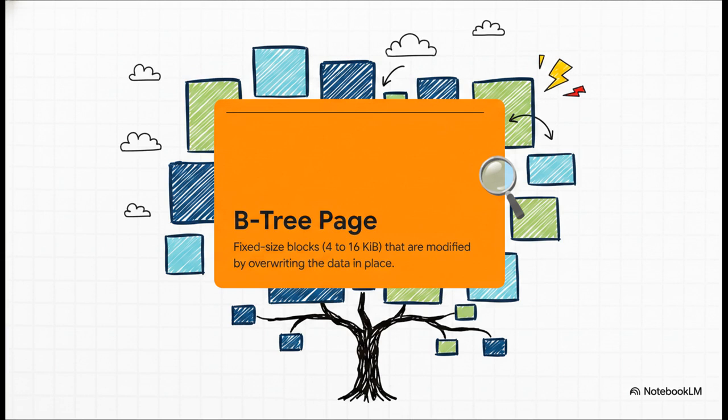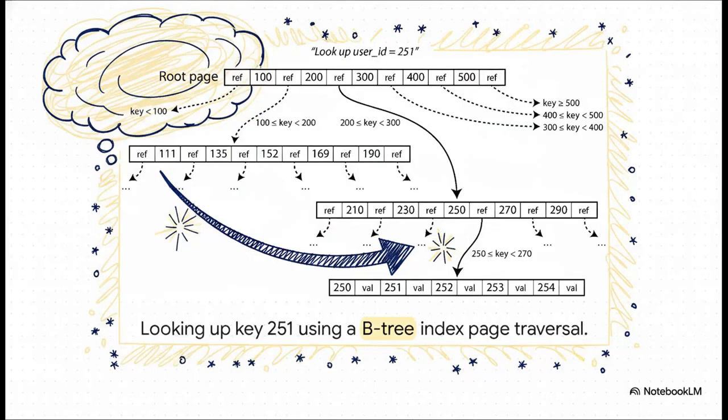And B-trees take a completely different architectural philosophy. Instead of variable-sized append-only segments, a B-tree breaks the database down into perfectly fixed size blocks, or pages. These are usually 4 to 16 kilobytes in size. Why that specific size? Well, because it maps directly to the underlying architecture of your hardware. Operating systems and disk drives naturally read and write data in these exact fixed-sized chunks. And crucially, instead of appending new data, a B-tree modifies these pages by overwriting the data right in place on the disk.